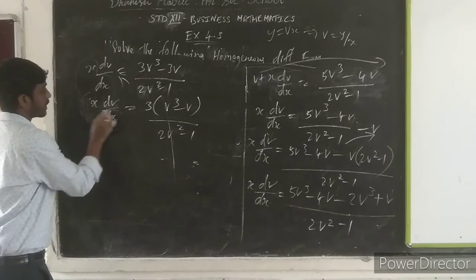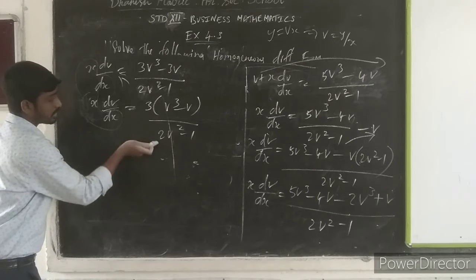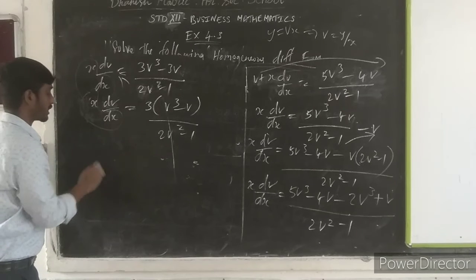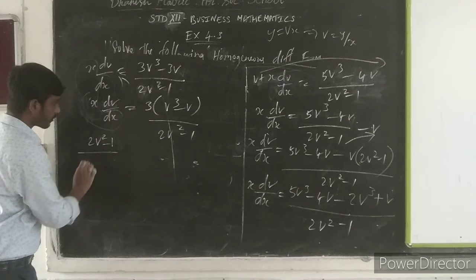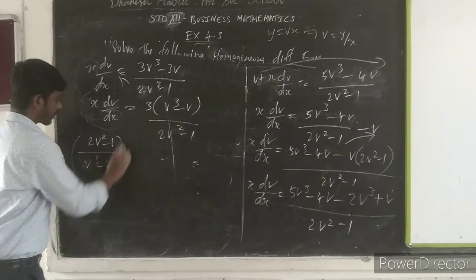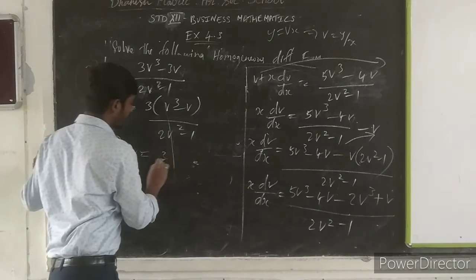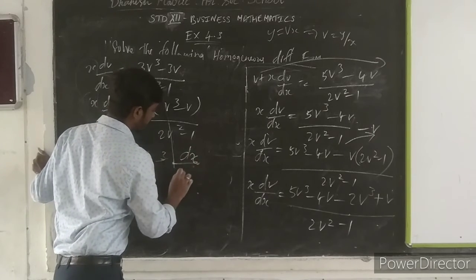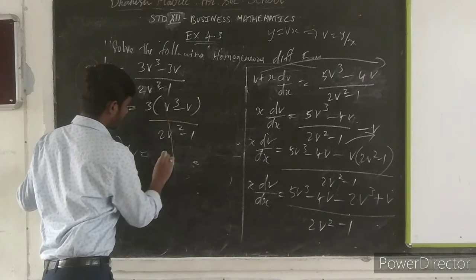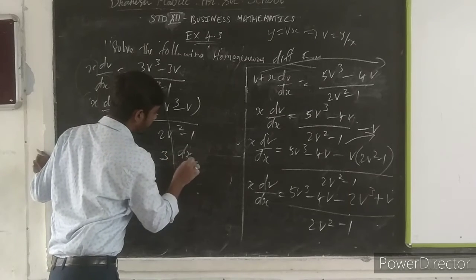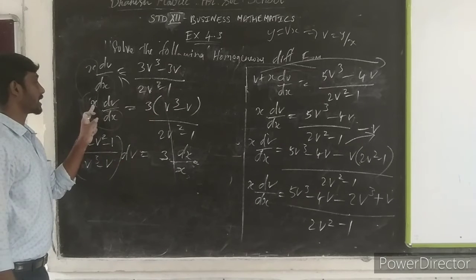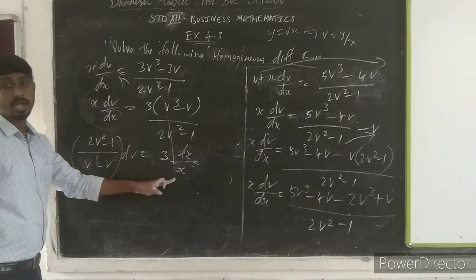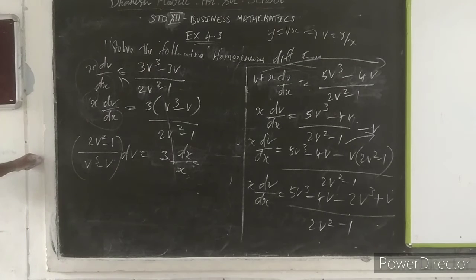Now separate this equation, this will go to the side. Then this value will go into reciprocal form: (2v² − 1)/(v³ − v) dv = 3 dx/x, because this dx is in multiplication form and this x is in multiplication form, so here it will be changed into divide form. Now integrating on both sides.